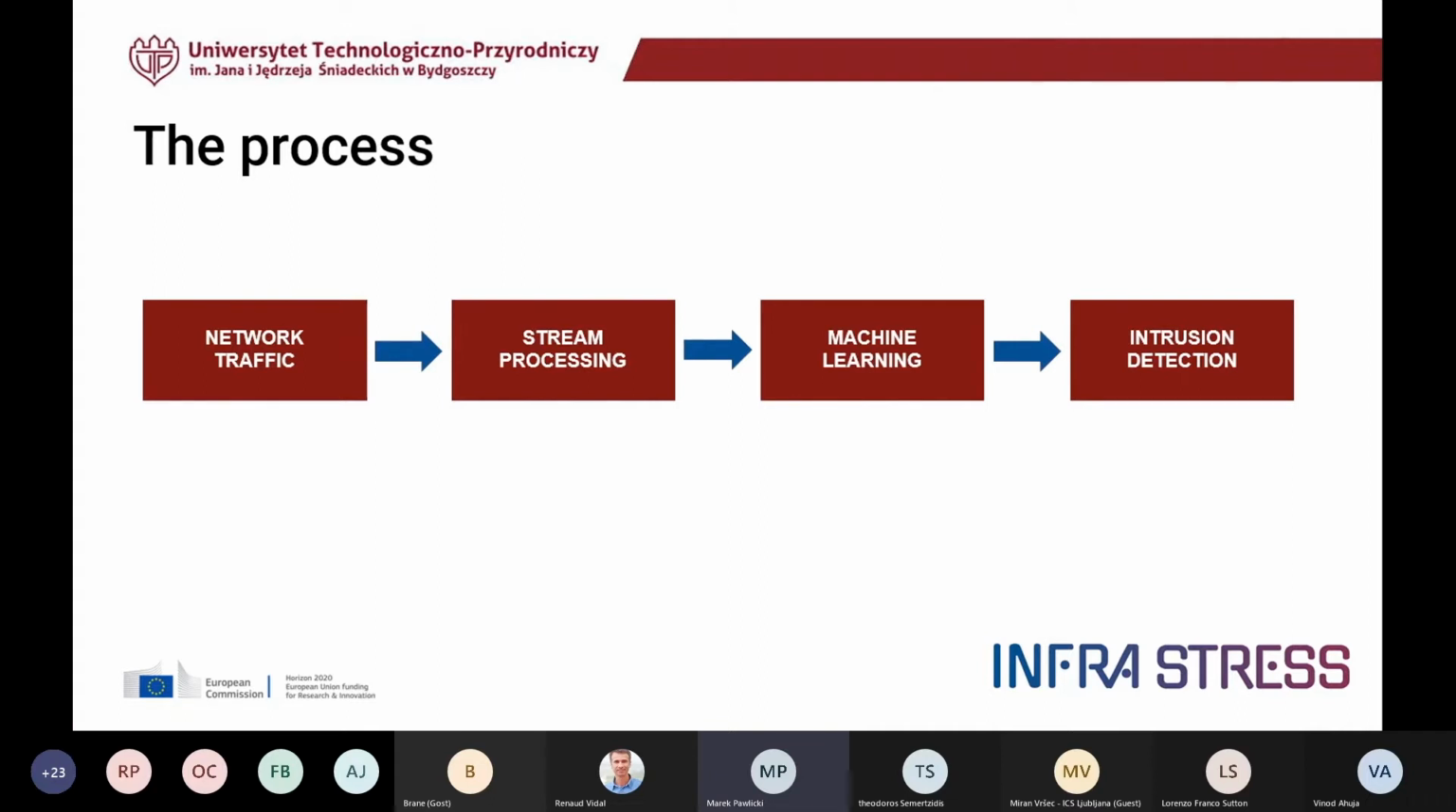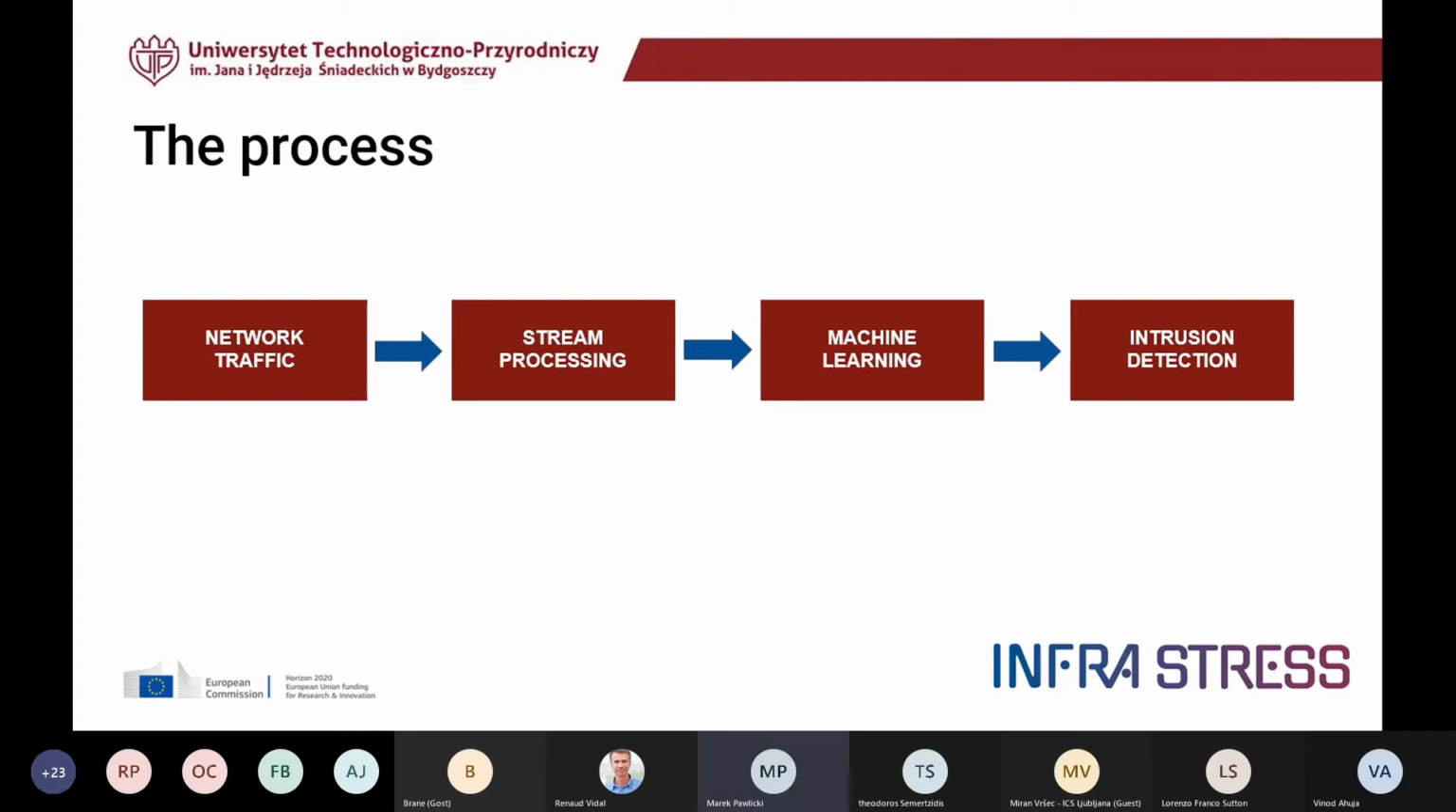So to give you a good high-level overview of the work we do in InfraStress, we're taking network traffic, processing it, putting it through the machine learning models, and we end up with a classification indicating if the models think that the traffic resembles benign traffic or looks like some kind of attack. Now, each of those blocks represents some important decisions that we had to make during research and development.